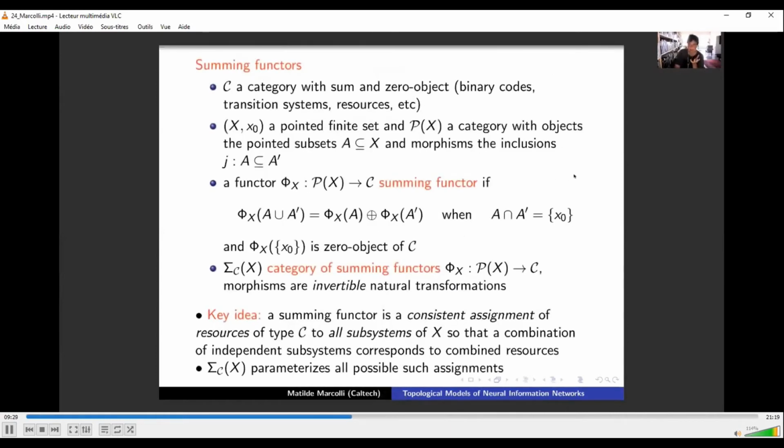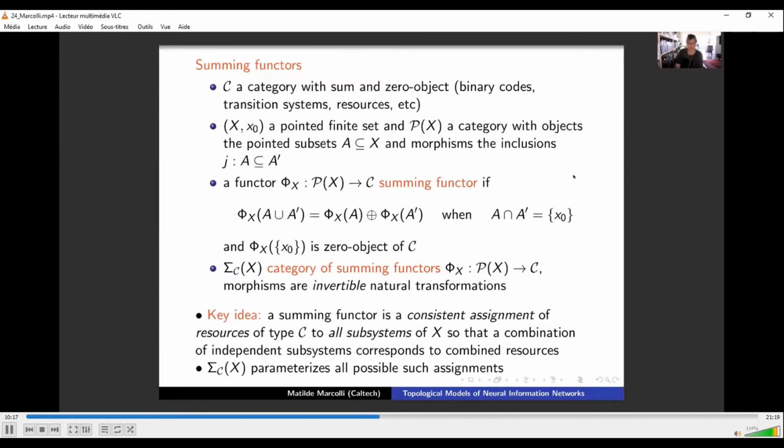And another part of the picture, the categorical formalism that we want to use, is given by Gamma functors. So if you have a category with a minimal monoidal structure, namely a categorical sum or product and a zero object, one can consider all functors from pointed finite sets, or subsets of a given finite set, to this category that combine over independence, or combine arbitrarily over independent subsystems. So these are all the ways of assigning resources to subsets of a given set in a way that's consistent with addition over independent subsets.